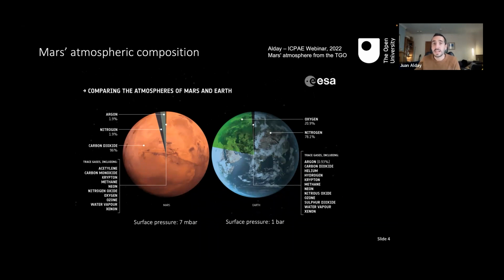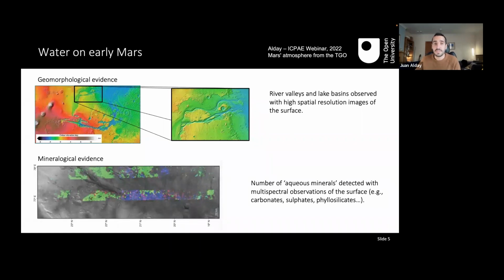But actually, has it always been like this? Well, there are numerous lines of evidence that suggest that liquid water was actually abundant on early Mars about 4 billion years ago. These lines of evidence include, for example, the geomorphological evidence. When we look at the surface features, there are some that resemble very much river valleys and lake basins, that required a fluid to make them. But it is not only these surface features; when looking at the composition of the surface, a number of the so-called aqueous minerals have been detected, and these are minerals that require the presence of liquid water in order to be formed.